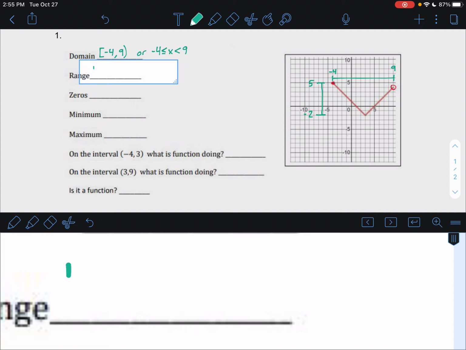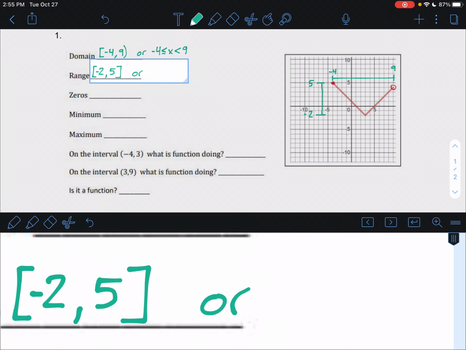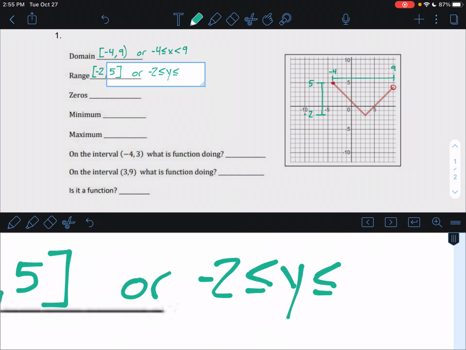So I could write my range like [-2, 5], both with brackets. Or I could say -2 is less than or equal to y is less than or equal to 5. Because both -2 and 5 are possible y values here.